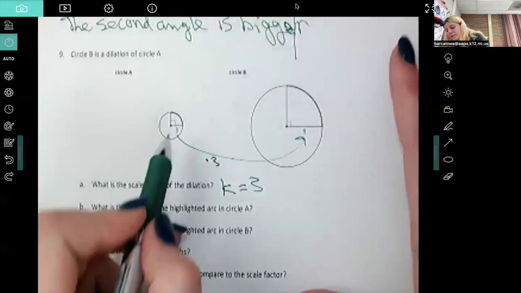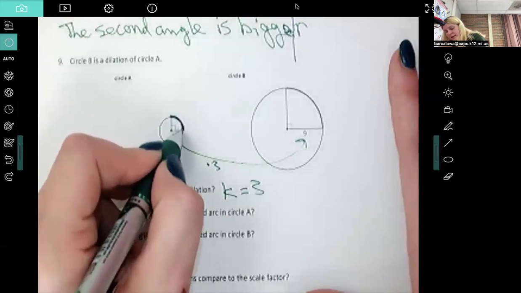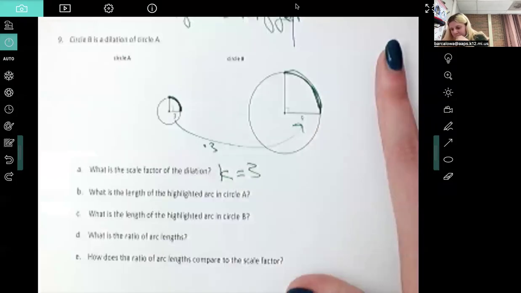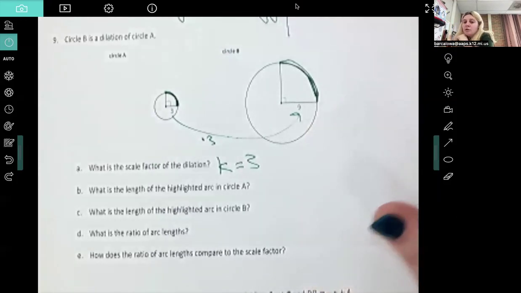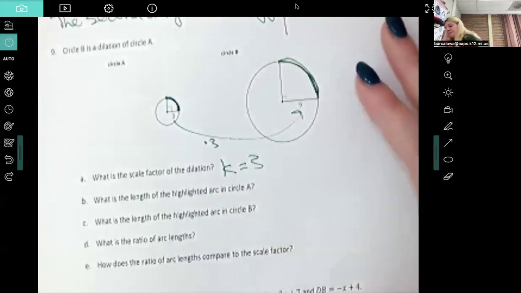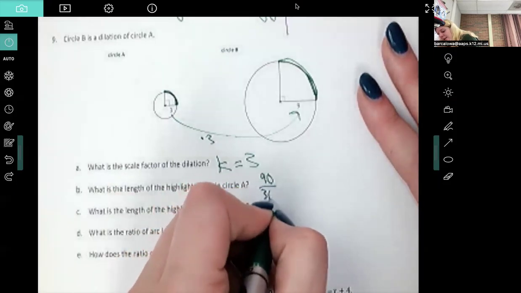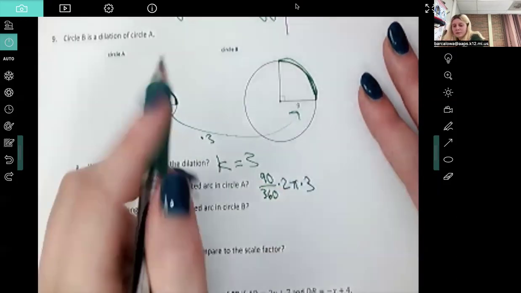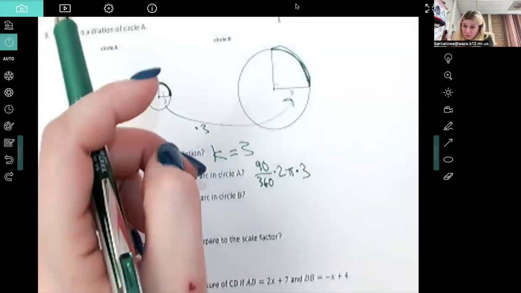What is the length of the highlighted arc here? I don't know if you can see it because my camera is really bad. What is the length of this arc? And they're going to ask me the same thing here. I know circumference is 2 pi r, and this is a quarter of my circle, right? 90 degrees, quarter of the circle. So the length of the highlighted arc, you can do 90 divided by 360 times 2 pi r. Radius is 3. Or if you're like, Miss B, I know that's 1/4 of the circle. Spoiler alert, 90 divided by 360 is 1/4.